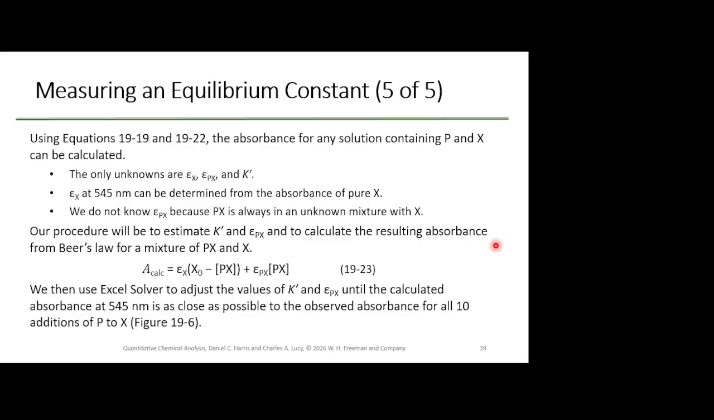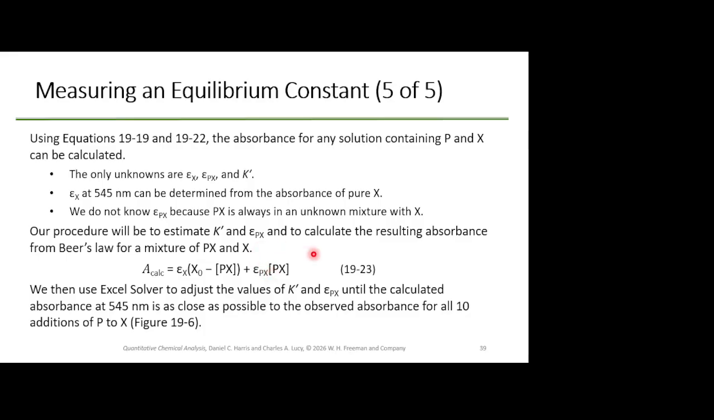Okay, so if we go ahead and put this in, we have the epsilon X, we have the epsilon PX, and we have the equilibrium constant. Those are the only things that we have that are unknowns. The epsilon X at 545, we can determine by just taking a pure X sample, that pure substrate that we're binding to that protein, and taking the spectra for that, right? If we know the concentration, we know the absorbance, we can get the epsilon, as long as we know those things. So we do not know the PX. The PX is always going to be an unknown with a mixture of X, because it depends on the protein binding to that.